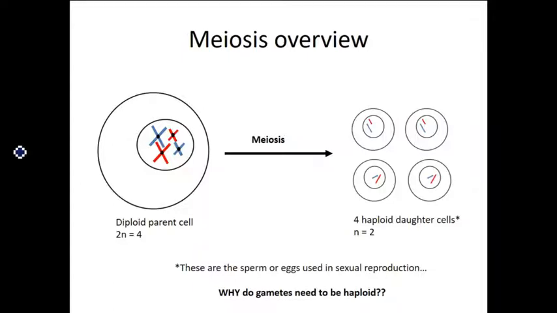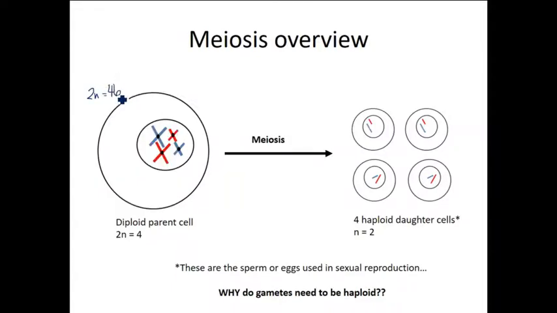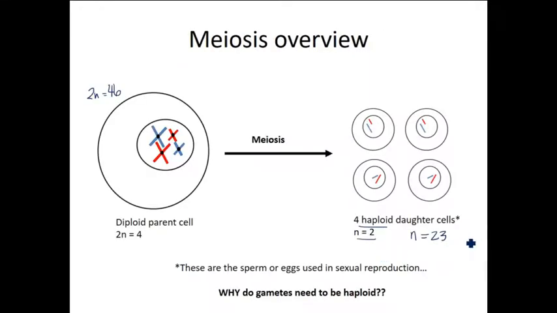So for a human, it would be 2n equals 46 for our starting cells. That would be way too many chromosomes to look at for an example, so we'll just reduce it and we'll pretend the lovely organism just has 2 types of chromosome. Okay, at the end of meiosis, we are going to end up with 4 haploid daughter cells. So in this case, they'll be n equals 2. In humans, it would be n equals 23. So each egg or sperm cell is going to carry 23 chromosomes, or half the chromosomes that are needed.